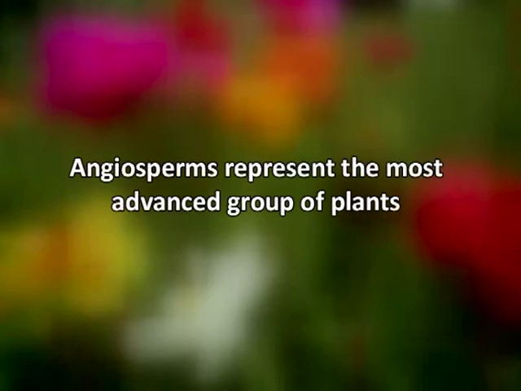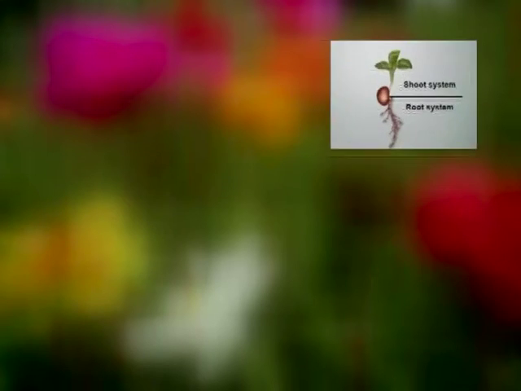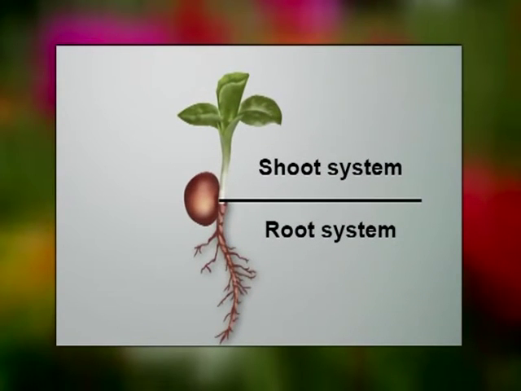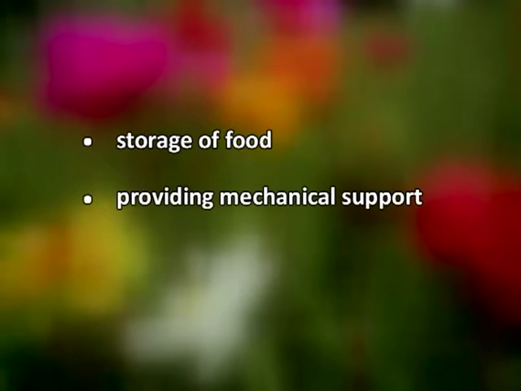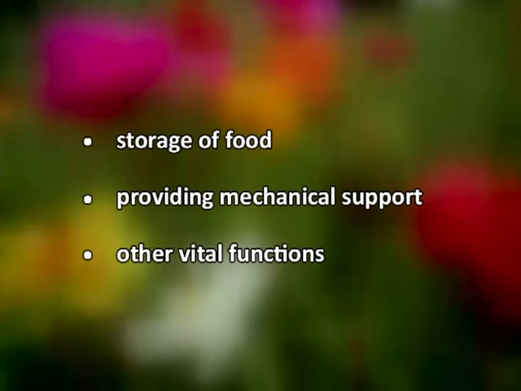Angiosperms represent the most advanced group of plants. The plant body consists of underground root system and an aerial shoot system. The shoot system contains vegetative parts and the reproductive parts. The root serves two primary functions, that is anchoring and absorption. Roots may show some modifications for performing specific functions. These modifications may be storage of food or for providing mechanical support or for the other vital functions.